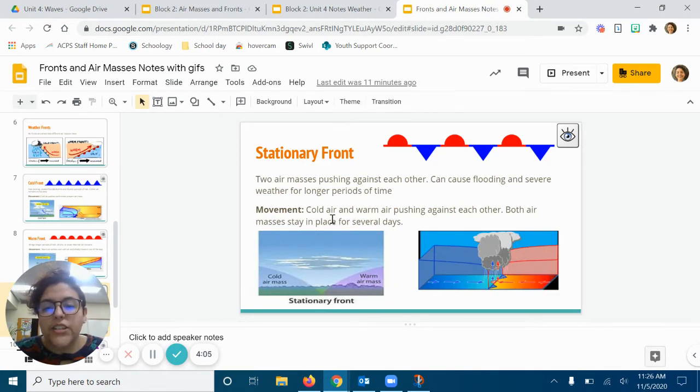The movement of a stationary front is when cold and warm air push against each other. Both air masses stay in place for several days, and that is why you might see flooding occur.